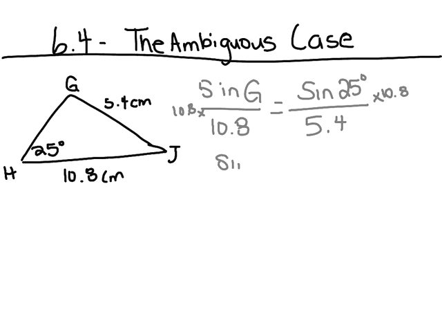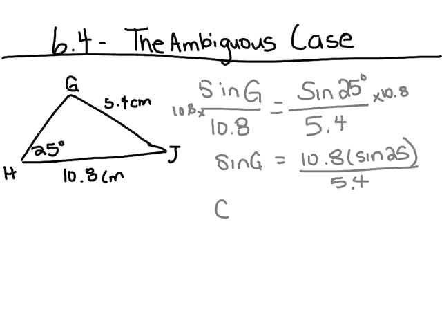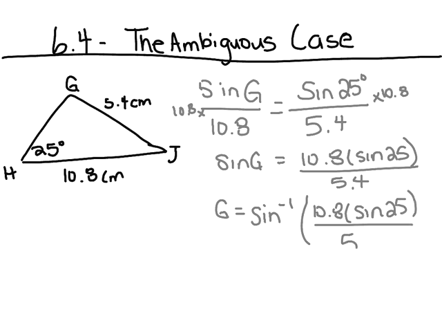So sine G is equal to 10.8 times sine 25 divided by 5.4. Then we're going to take the sine to the negative 1 of this whole thing. And you should get the angle to be 58 degrees.